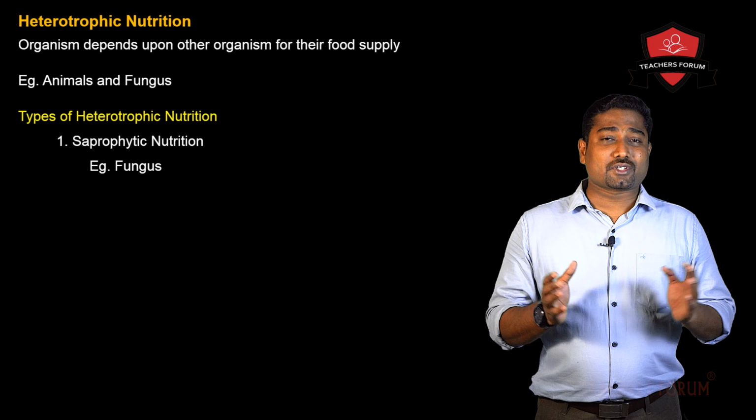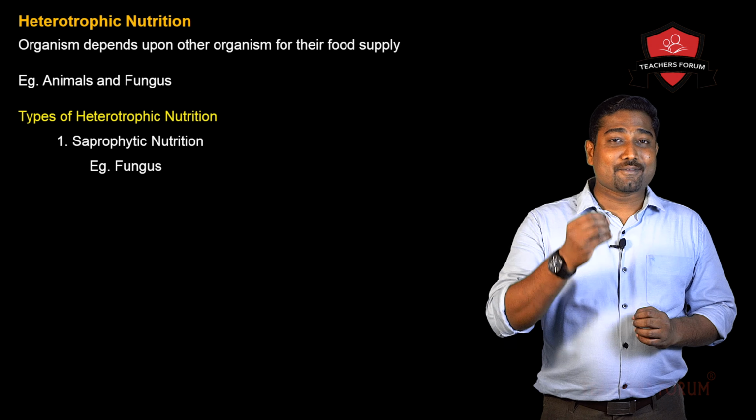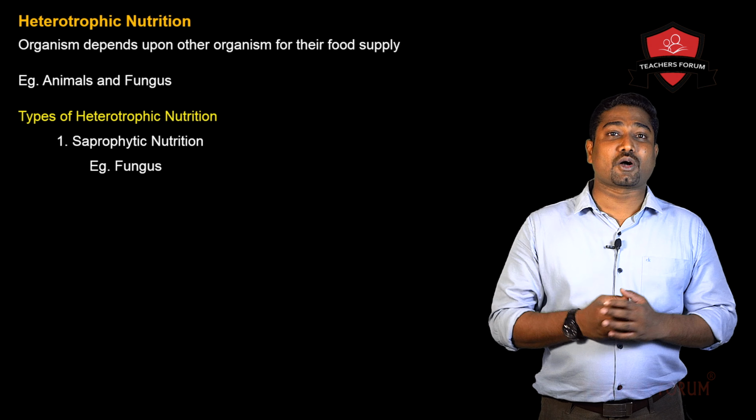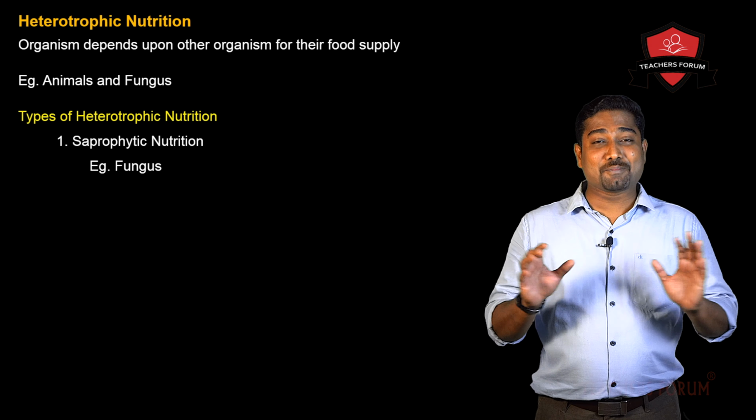Whereas some organisms derive the digested food materials from their host. This mode of nutrition is called parasitic nutrition. Examples are cuscuta, ticks, leeches and many more.